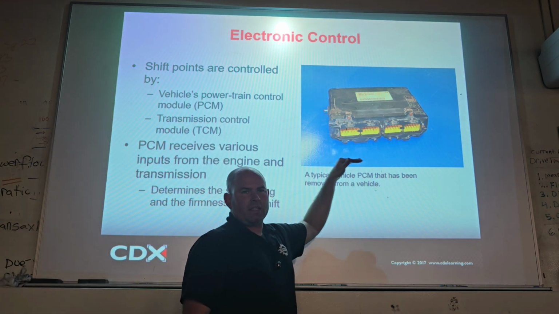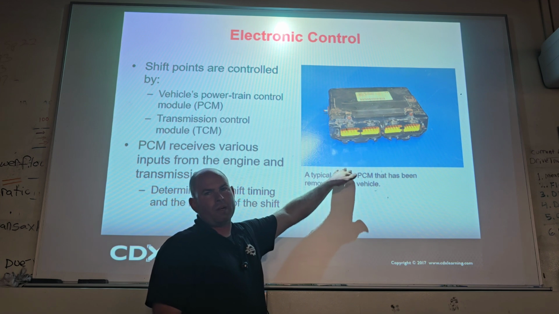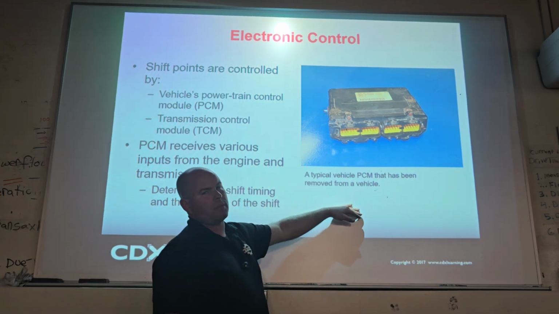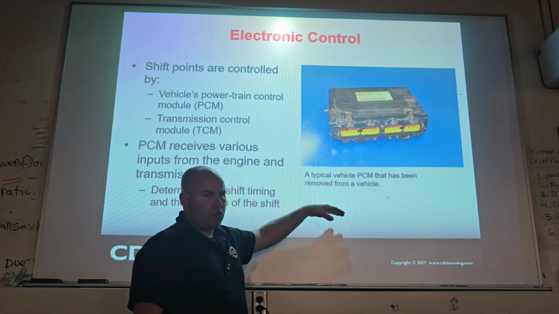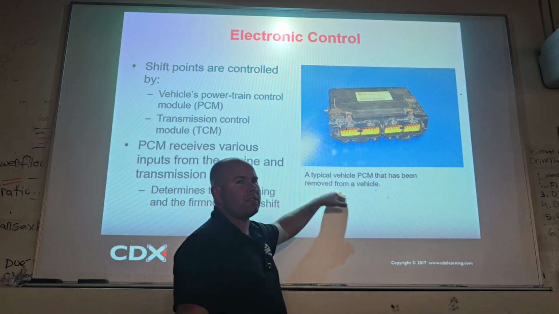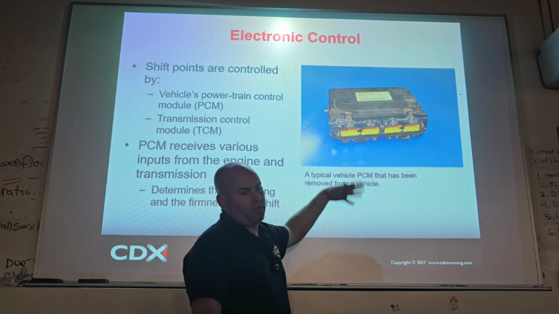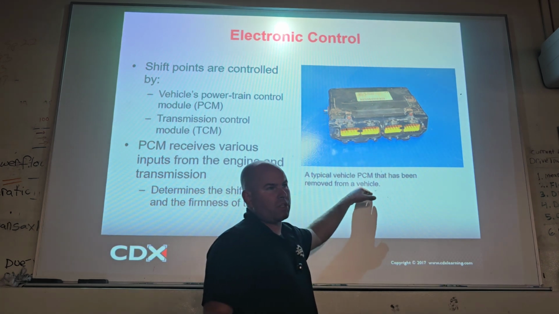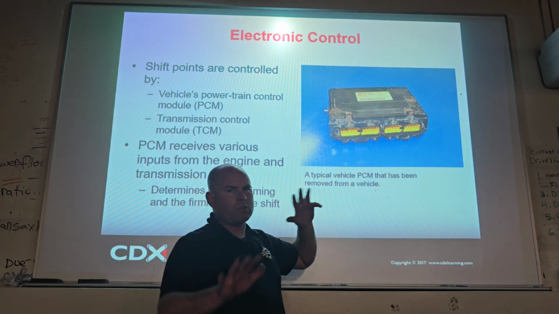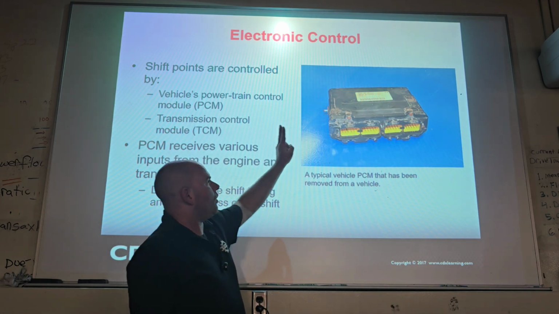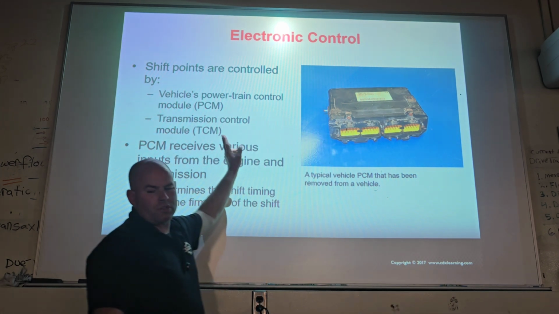So clarifying, ECM is generally engine control module. TCM is generally transmission control module. PCM is generally powertrain. However, you may find some manufacturers will say ECM and they just mean electronic control module. Other times they'll call it the ECM, but the engine control module may control the transmission too. So it's a little fuzzy, okay? But you got to find out which computer ultimately controls the shifts.